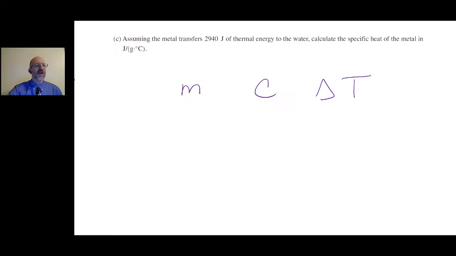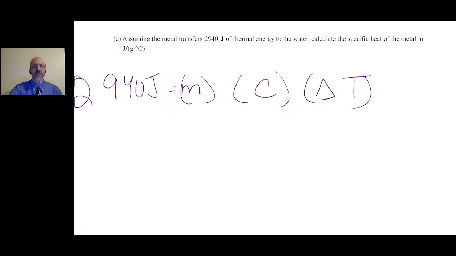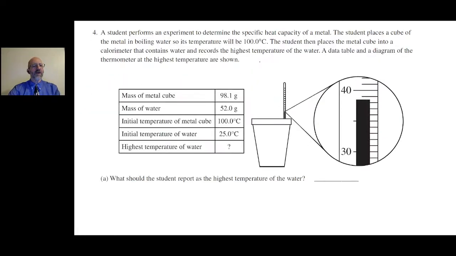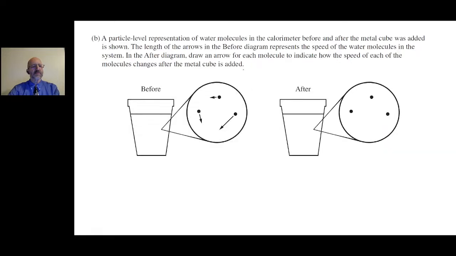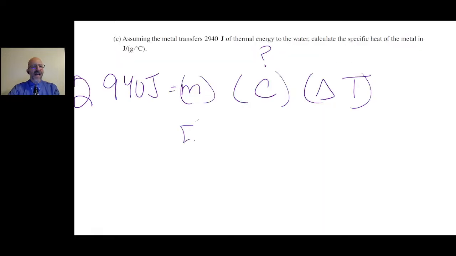But it's 2,940 joules equals M times C times delta T. But this is the thing that we don't know. All right, so what's the M of the water? 52 grams. Now you might think, do we have to add them together?